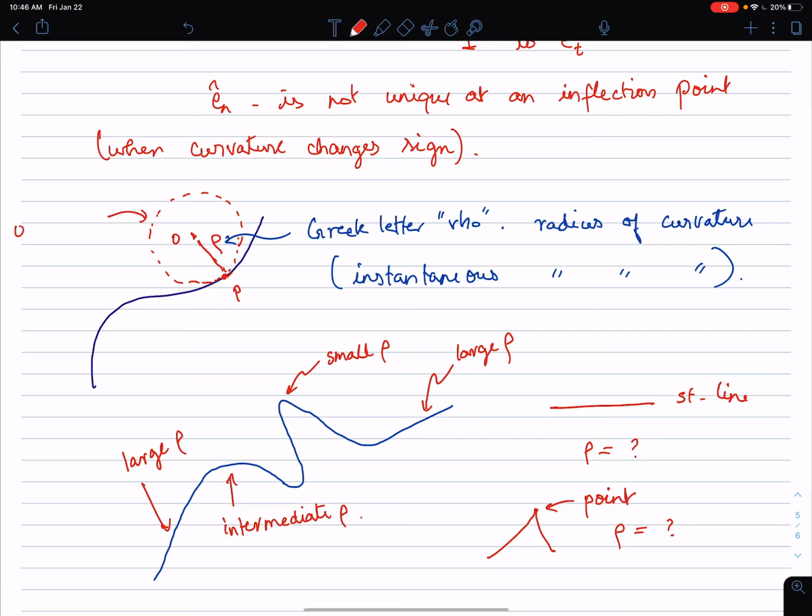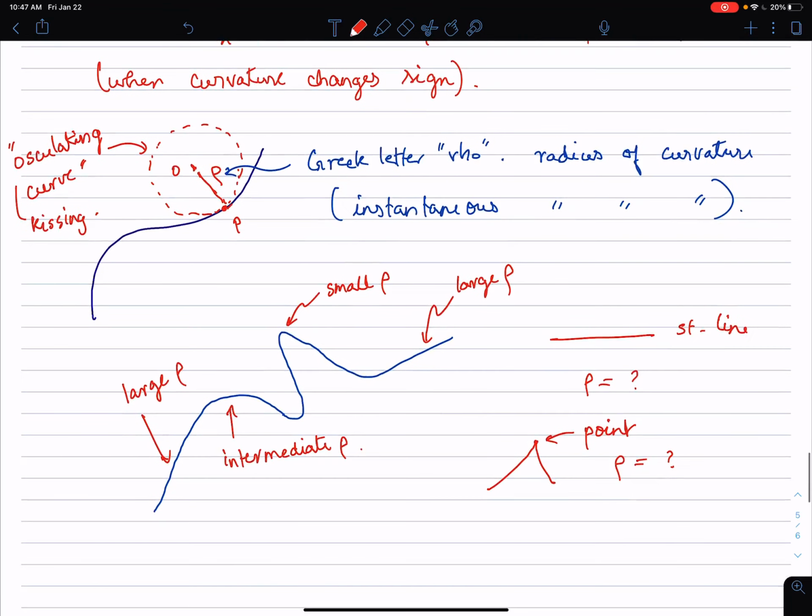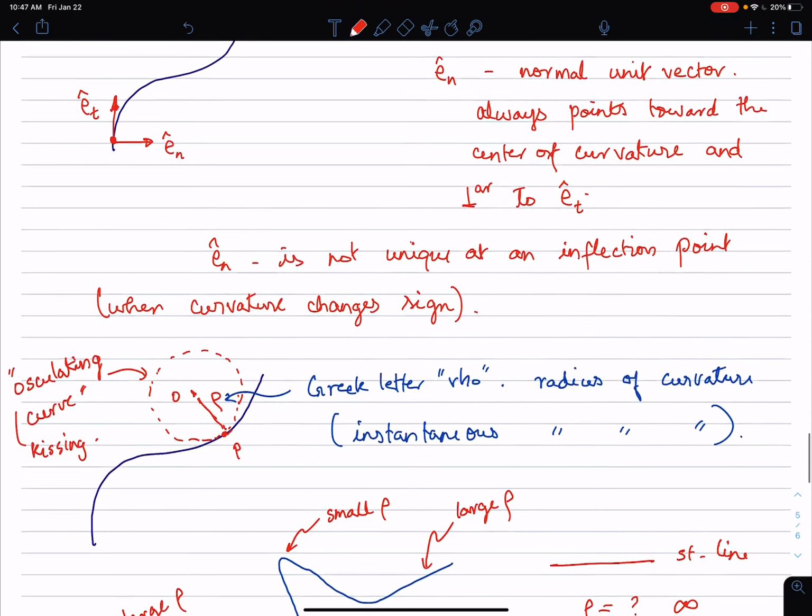And osculating means, I think, kissing, because these curves are kissing in some sense. So it means kissing, I guess. Anyway, so rho for a straight line, as we said, is infinity. And rho, if it bunches up into a point, becomes essentially zero radius of curvature. Okay, so that's about radius of curvature.